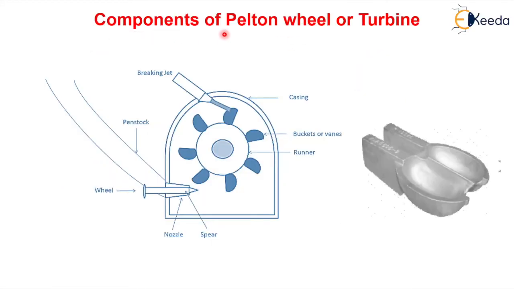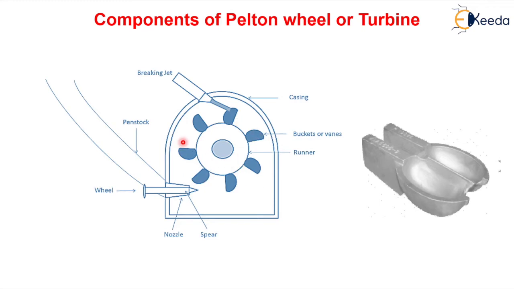First, let's see the components of Pelton wheel. You know very well, this one is the penstock. The water from the storage space, or you can say dam, will come through the penstock, and after the penstock it will go into the nozzle. This one is the nozzle, and in the nozzle what will happen? High pressure energy of water will convert into kinetic energy. So a high velocity jet will come from the outlet of the nozzle, and this high velocity jet will strike the bucket. Because of that, this runner will start rotating.